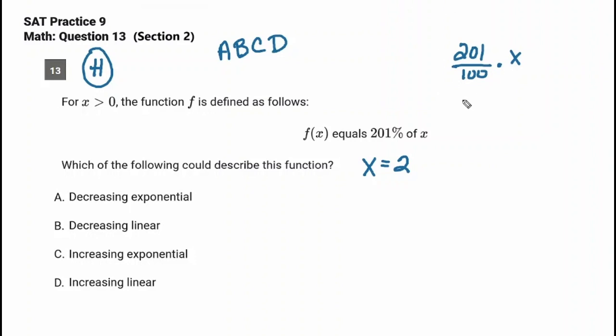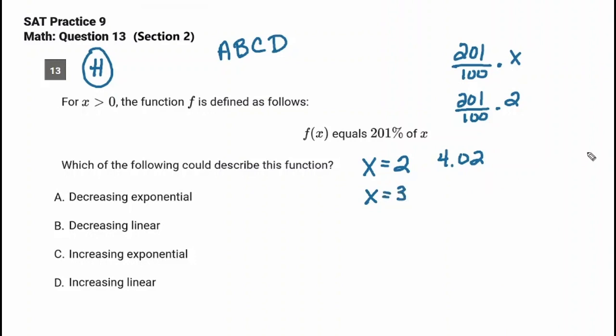So it's 201% of, I said x is 2, so it's 2. Do it on your calculator. 201 times 2 divided by 100. You're going to get 4.02. All right, what can we do with that information? Very little. We got to plug in again to see what's going to happen. Is it going to go up, down, and how? So let's just plug in the next number, 3.